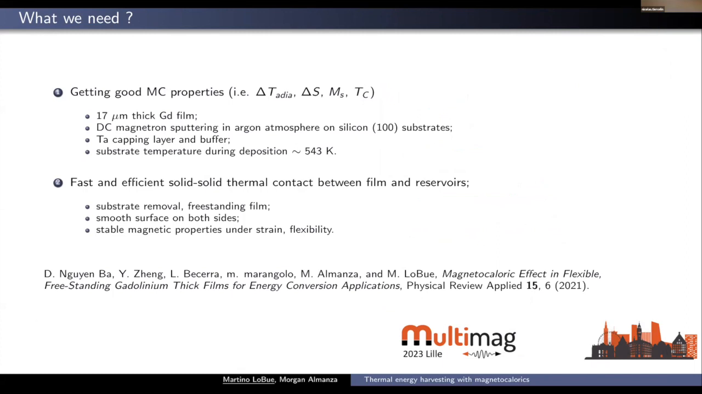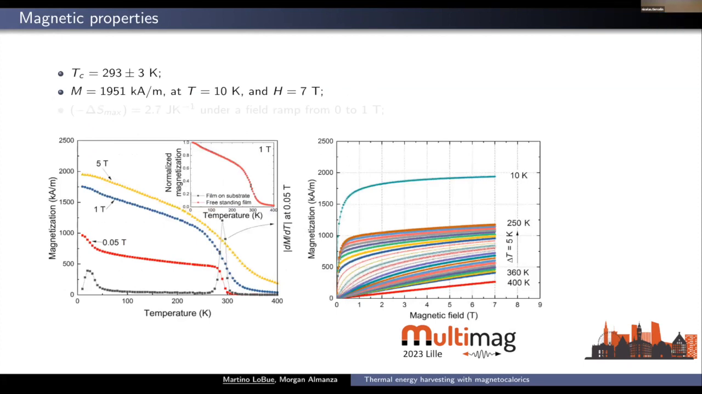What we did is to produce the gadolinium and remove the substrate. Gadolinium in this case is the refrigerant and the heat exchanger. If you have a substrate, half of your thermal effect will be smothered by the substrate. So you need a freestanding film. Gadolinium is the refrigerant, and also the heat exchanger. So you are not using, as in many prototypes, a liquid heat exchanger. You are exchanging heat by direct contact of the gadolinium film with the reservoirs. So you need very good surfaces, and flexibility also is quite important to achieve a good contact. Then you need good magnetic properties.